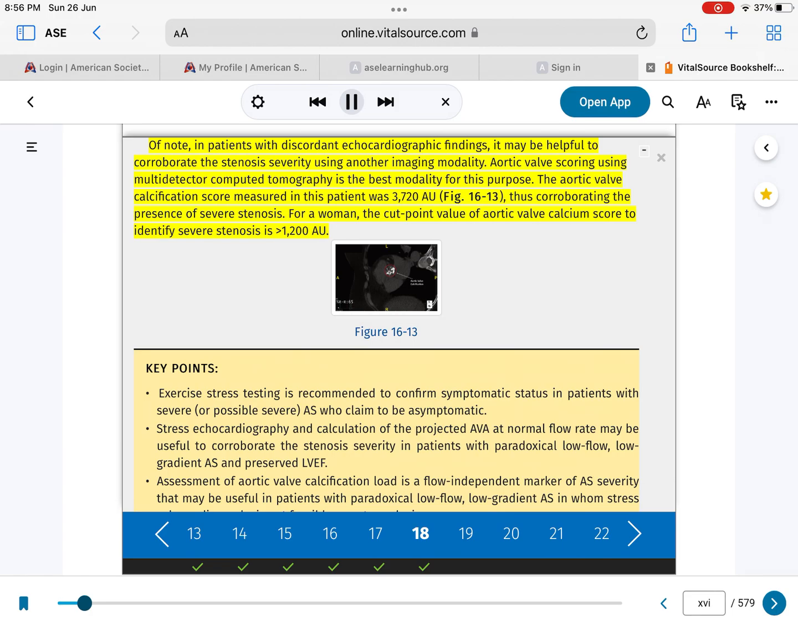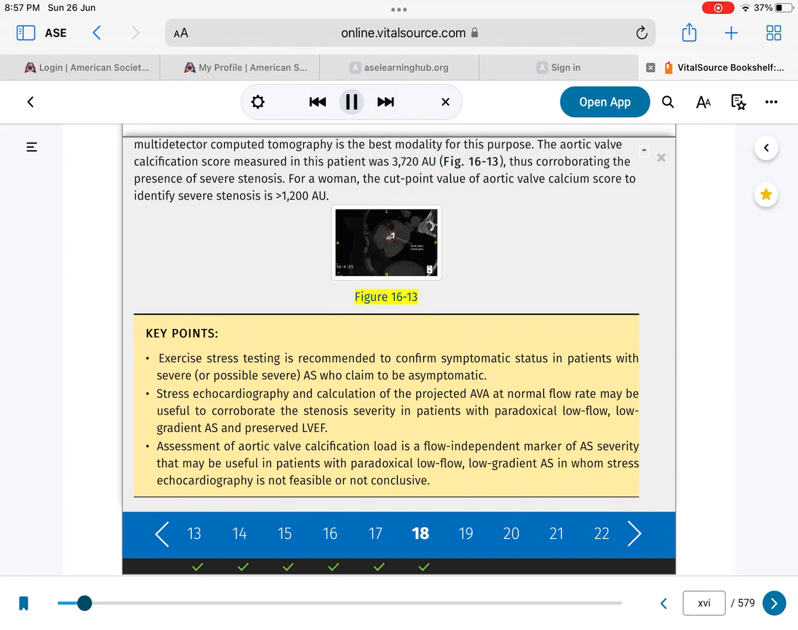The aortic valve calcification score measured in this patient was 3720 AU, figure 16.13, thus corroborating the presence of severe stenosis. For a woman, the cut point value of aortic valve calcium score to identify severe stenosis is more than 1200 AU. Figure 16.13. Key points.